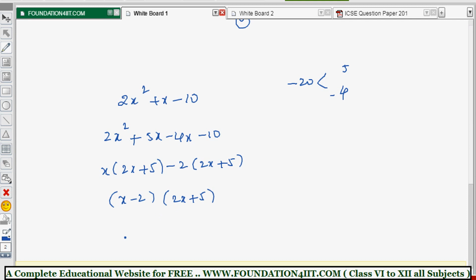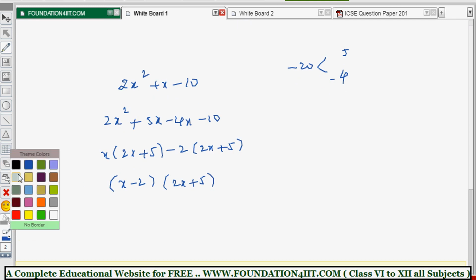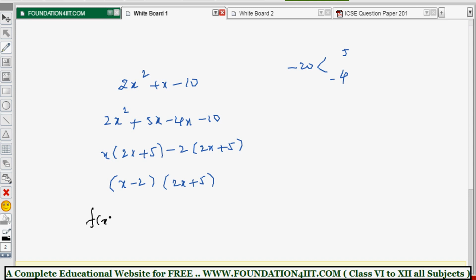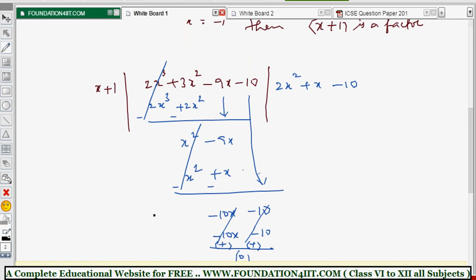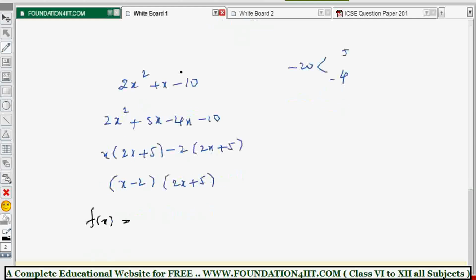These are the 2 factors. Therefore f of x, you can write all 3 together. Starting, we got x plus 1 is a factor because when x is equal to minus 1, we got 0. So f of x is x plus 1 into x minus 2 into 2x plus 5. So these 3 are the factors. Okay, next one.